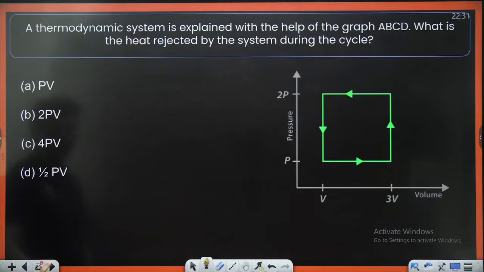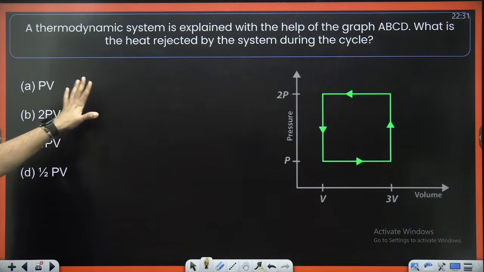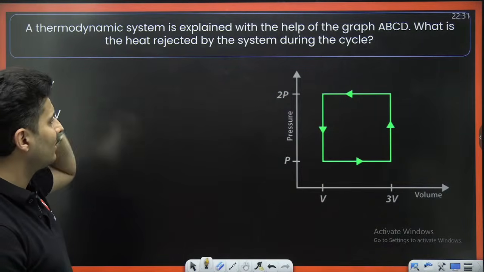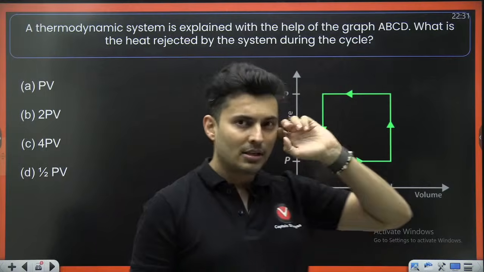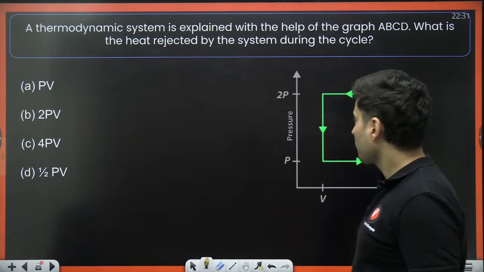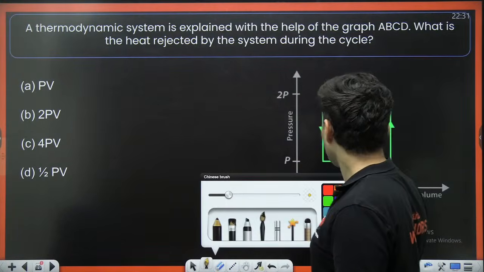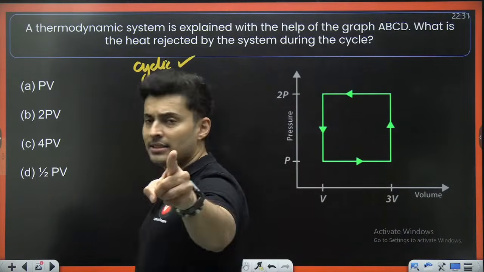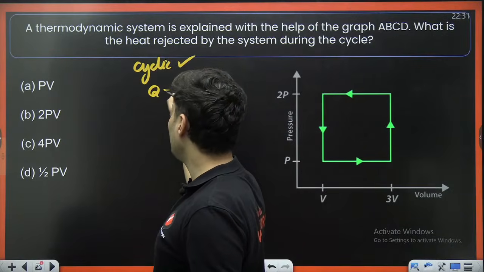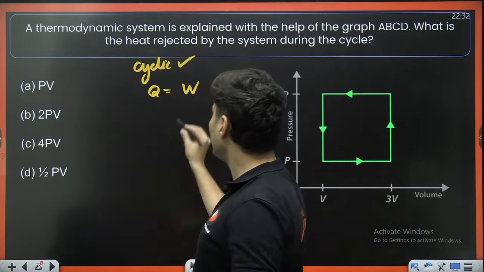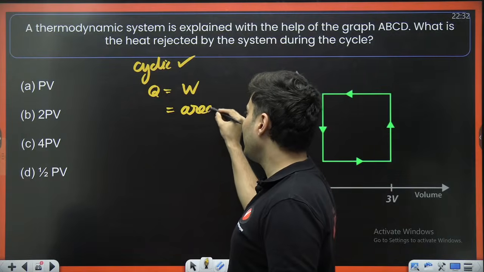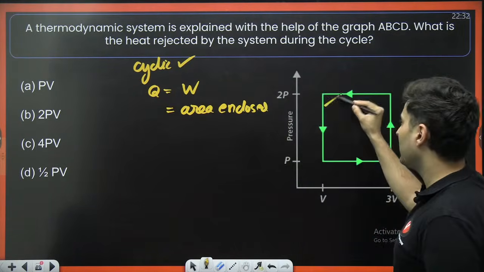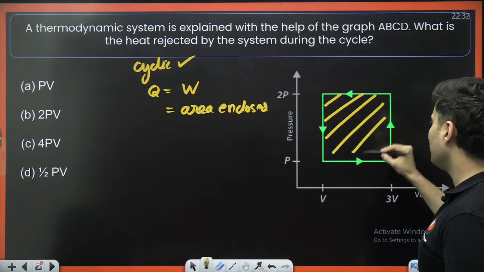Okay. Let's do some basic questions coming up on the screen. A process is there, A, B, C, D. What is the heat rejected by the system in this entire cycle? Look at this. Heat rejected. It's a cyclic process, first of all. If it is a cyclic process, won't Q be equal to W? And won't that W be equal to the area enclosed? So what is that area enclosed? This area.